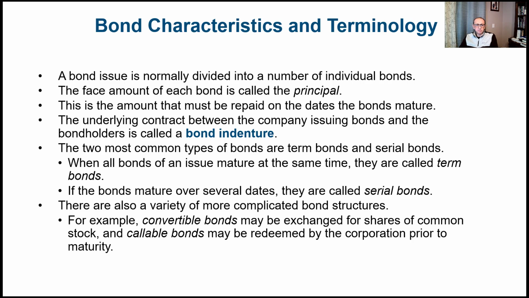The two most common types of bonds are term bonds and serial bonds. When all bonds of an issue mature at the same time, they are called term bonds, so they have a term that they end on. If the bonds mature over several dates, they're called serial bonds. It's like sequential. There are also a variety of more complicated bond structures. For example, a convertible bond may be exchanged for common stock. And there are also callable bonds that can be called back or redeemed by the corporation prior to maturity.